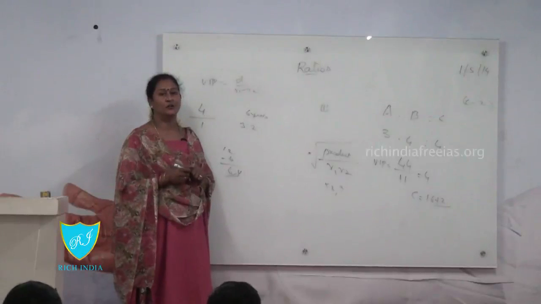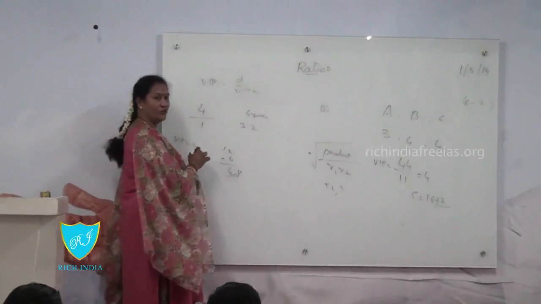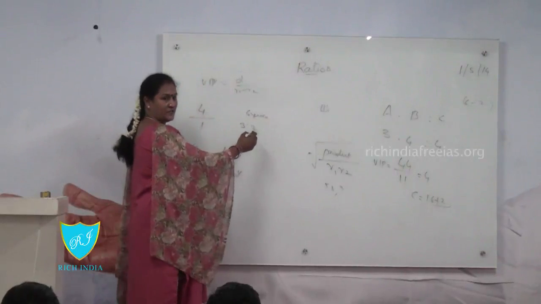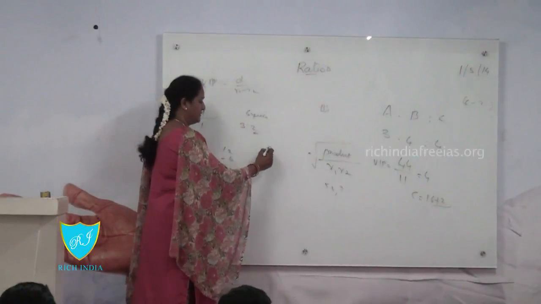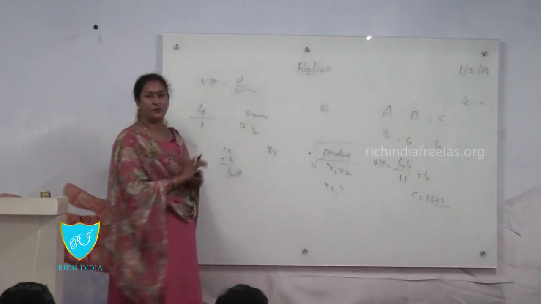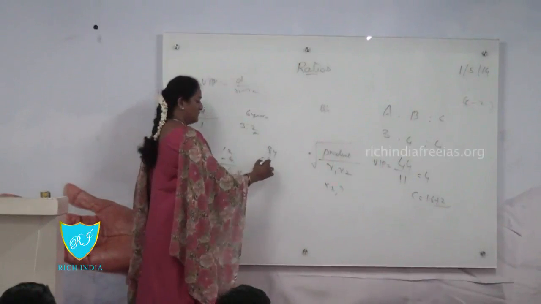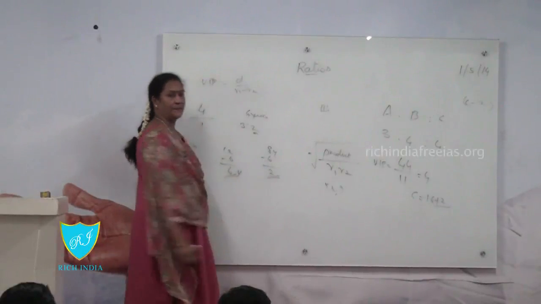So it is 2 years. The value of one part is 4. So when you are asked to find this person's age, 4 into 2, 8 years. This is the age after 6 years. So for the present age, subtract 6. So 2 is the present age.